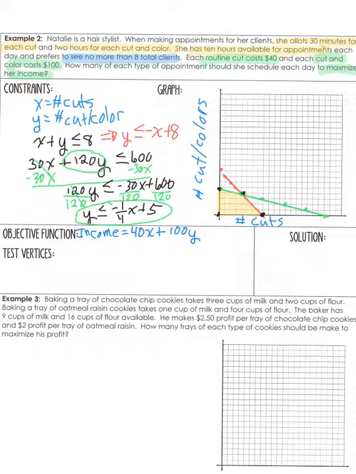So then we need to set up that table where we're going to evaluate our vertices. And so I've got 40x plus 100y is going to become income. See if I can squeeze 4 vertices in here. That's going to be a trick.